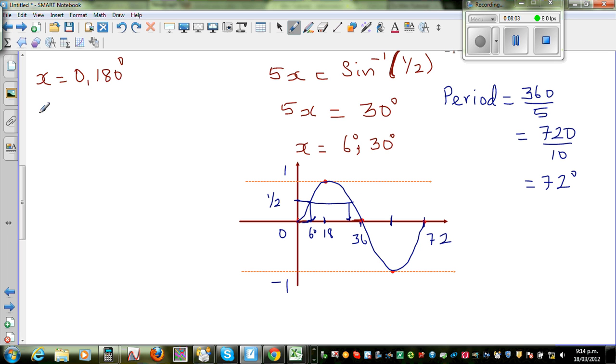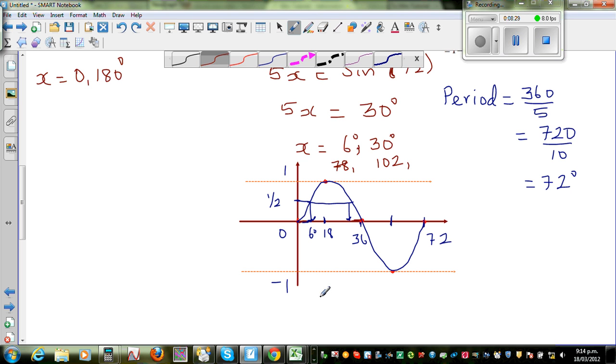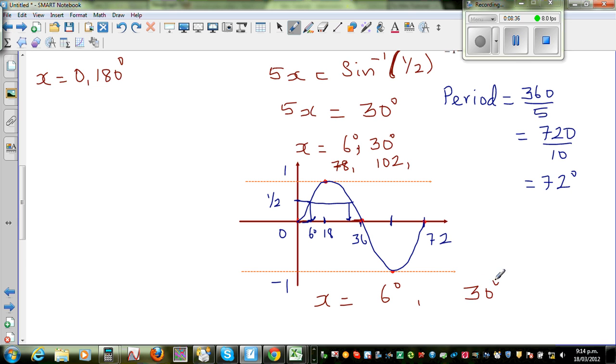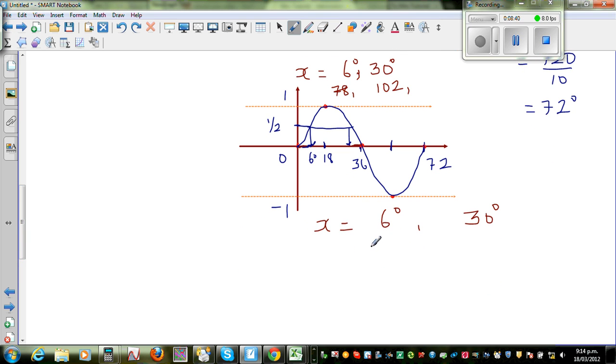So now you have to keep adding to the solution. So the other solutions will be if you keep adding 72, so 6 plus 72 is 78. If you add 72 to 30, it will be 102 degrees. It's all messy here. So x is equal to, you started at 6, then you got 30 degrees. Then you have to keep adding 72 till you reach 180. So it is 78 degrees, and this is 102 degrees. Then if you add 72, it is 150 degrees. Am I right? 150 degrees, yeah. And this is 174 degrees.